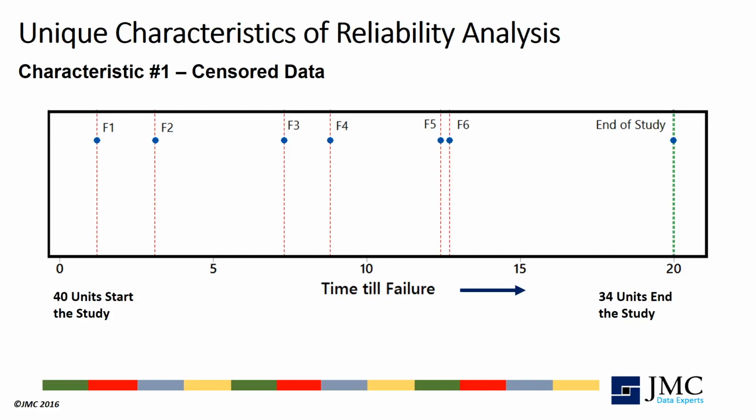First is the use of censored data. In the study shown here, 40 parts are stressed for the life of the study, with 6 parts failing at various times, and 34 parts still functioning at the end of the study. These 34 parts still functioning at time equals 20 days are called right-censored data. Maximum likelihood estimation, or MLE, is used to incorporate the information from these 34 parts into the estimate of the life performance of the population.